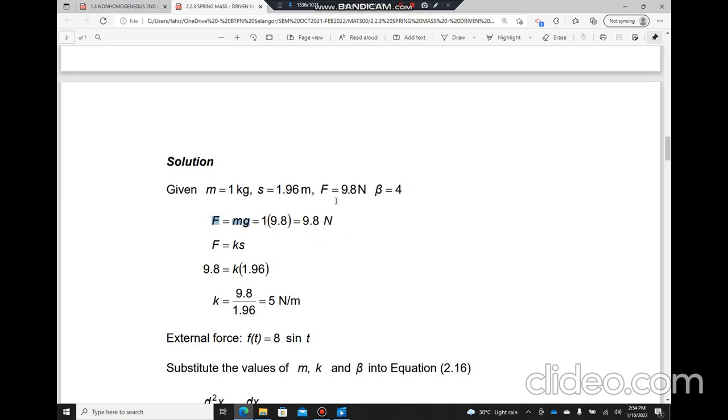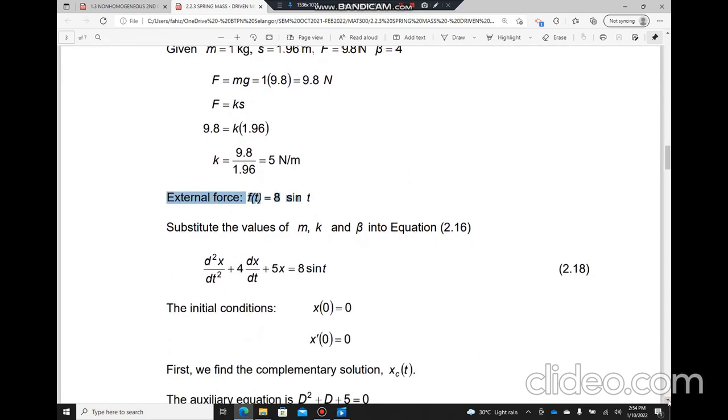Newton. And then another one, we need to find K. Yang ni beta equals to 4 sebab dia kata 4 damping force. Okay, then another one we can use second formula F equals to KS, which is F equals to 9.8 sebab F dia akan sama dengan W, and then KS, S equals to 1.96. Okay, so for K equals to 5. So dalam kes ni kita ada external force which is 8 sin T.